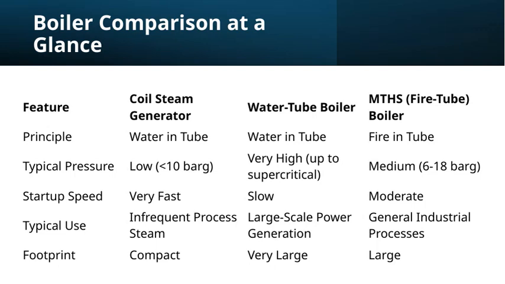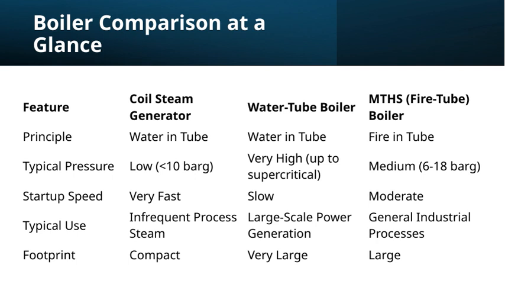Let's take a quick look at the boiler comparison at a glance. Starting with the coil steam generator, its main principle is water in the tube, which makes it quite simple in design. It's typically used for infrequent process steam needs, and because of its compact footprint, it's ideal where space is limited. Moving on to water tube boilers, these operate on the same principle of water in the tube, but they can handle very high pressures, even up to supercritical levels.